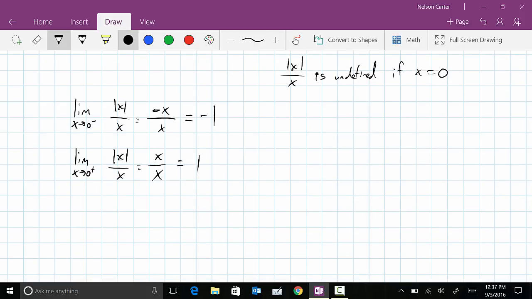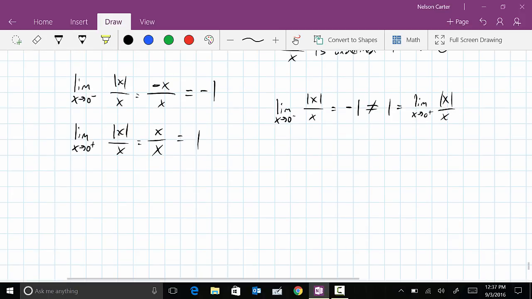So now what we've done is we've shown that the limit as x approaches 0 from the left of the absolute value of x divided by x is equal to -1, and that's not equal to 1. And 1 was what the limit as x approached 0 from the right of the absolute value of x divided by x was equal to. So since that's the case, the limit as x approaches 0 of the absolute value of x divided by x, or the two-sided limit, does not exist.